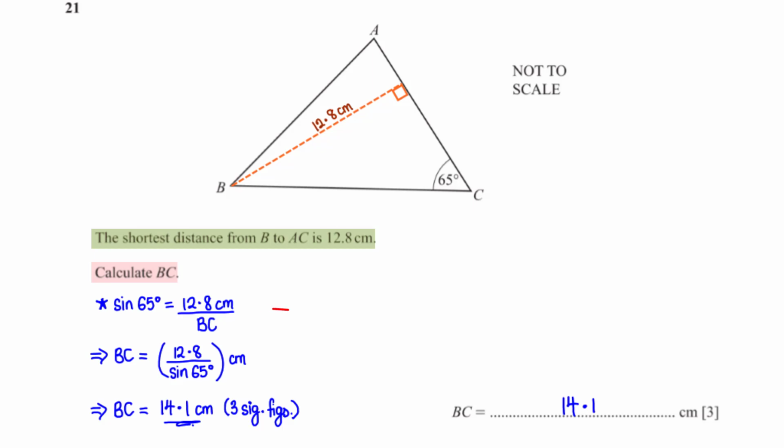This gives us sin 65 degrees equals 12.8 centimeters divided by BC. When we make BC the subject, we get 12.8 over sin 65 degrees centimeters. When we type this into the calculator, we get BC equals 14.1 centimeters, correct to 3 significant figures.